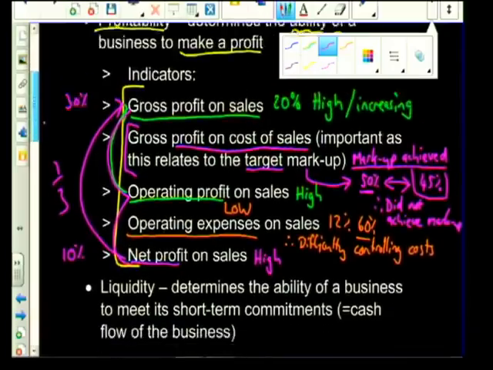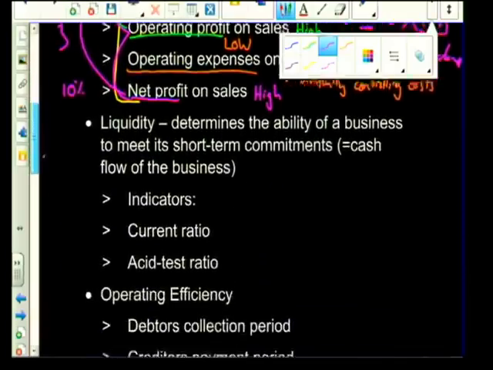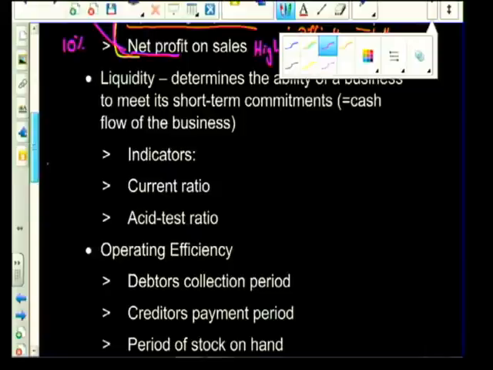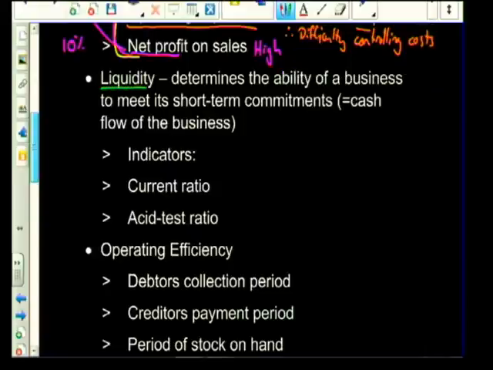So those are our profitability indicators. Let's now move on to our next section, which is our section on liquidity. So we've said that liquidity is the ability of the business to meet its short-term commitments, and there are two main indicators here, which is the current ratio and the asset test ratio. Now I'm going to show you the formula for this first ratio, which is your current assets, which you put as a ratio to your current liabilities.